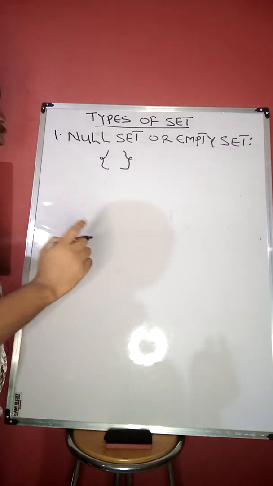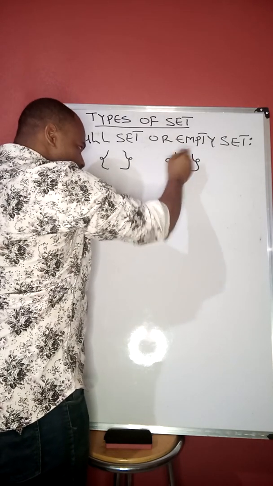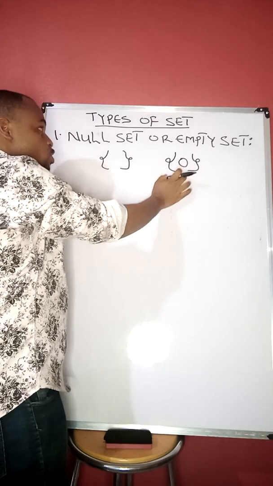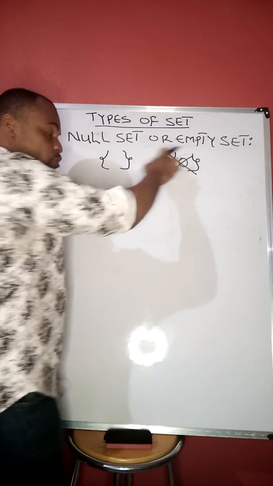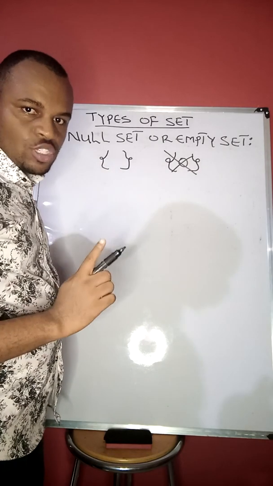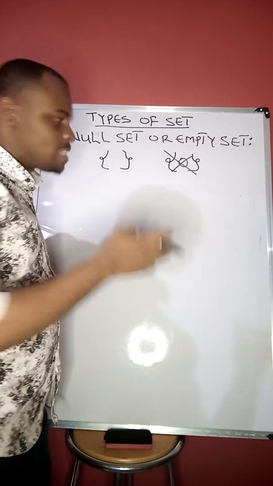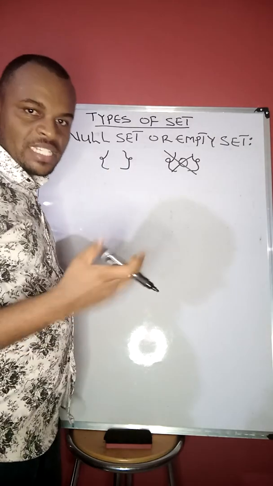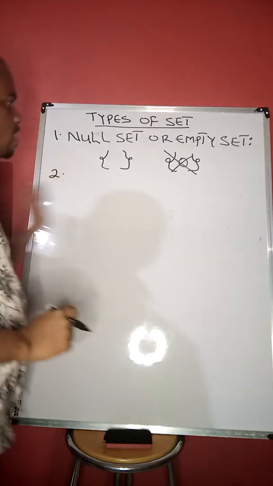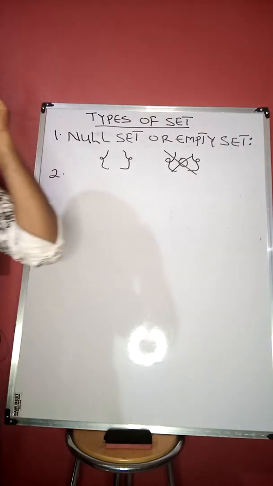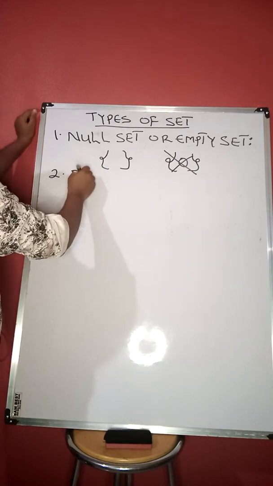Now, please take note. If you see something like this with a 0 inside, it is not a null or an empty set, because 0 is an element. Take note of that. 0 is an element, so it is not a null or an empty set. An empty set has no element inside the curly bracket. Don't forget this. Alright, the next thing we shall be looking at is a finite set.